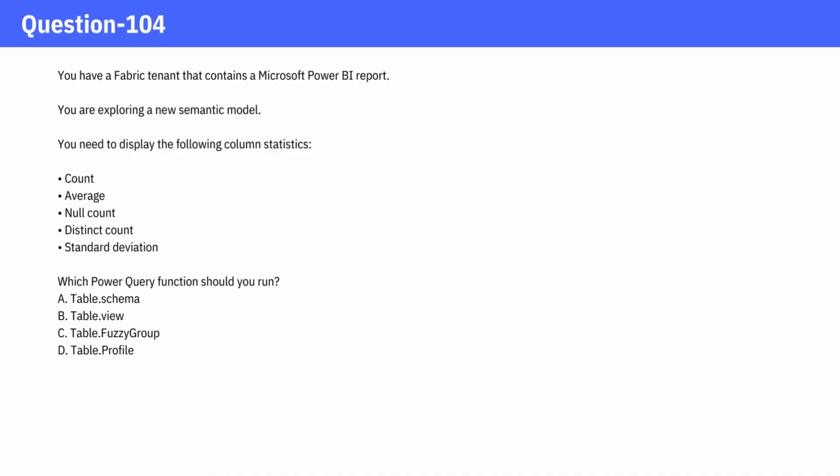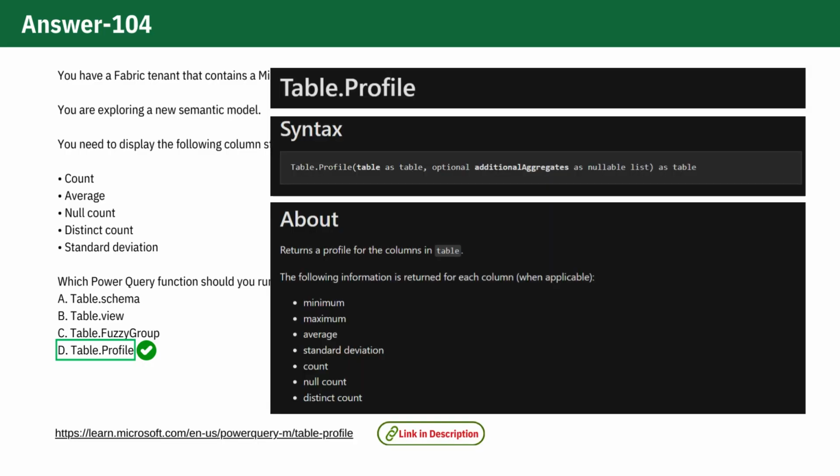A. Table.Schema. B. Table.View. C. Table.FuzzyGroup. D. Table.Profile. This is a straightforward question, and the correct answer is option D, Table.Profile. This function generates detailed statistics for each column in a table, including count, average, null count, distinct count, and standard deviation. It is specifically designed for profiling data and obtaining these types of summary statistics.